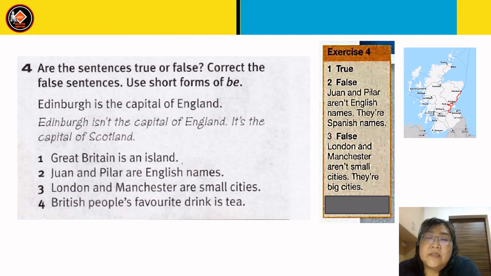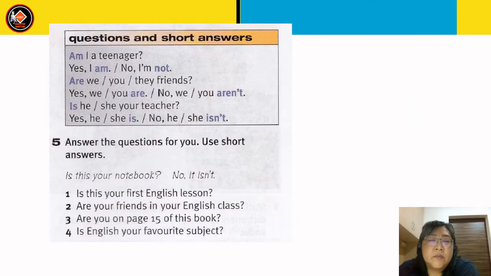They are big cities. Okay, remember you can see the short forms or contractions like aren't, they are, then you have aren't, and you have they are again for number 3. Number 4, British people's favorite drink is tea. So answer is true. Now let's look at questions and short answers. Am I a teenager? Yes, I am. No, I'm not.